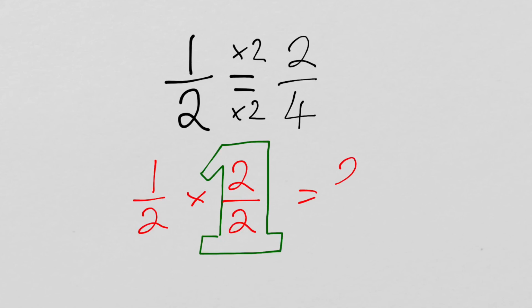So that's going to be the same as a half, because a half times 1 is still a half. But if we use this special kind of 1, 2 over 2, it's going to be 2/4, and it's still going to be 1/2, or equal to a half. So that's how you make equivalent fractions. You have to multiply the top and the bottom by the same number.